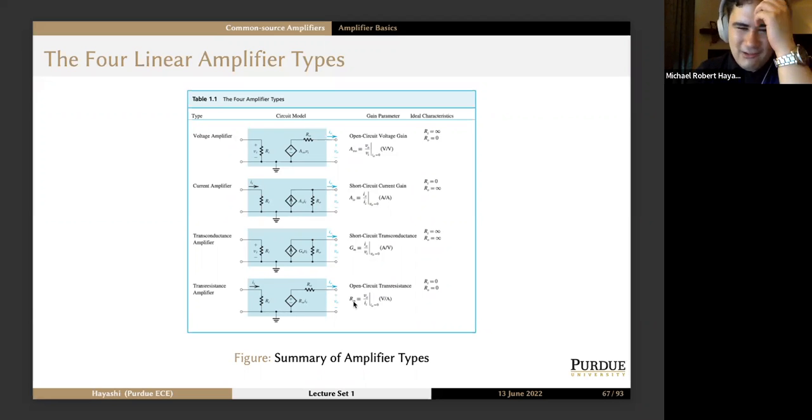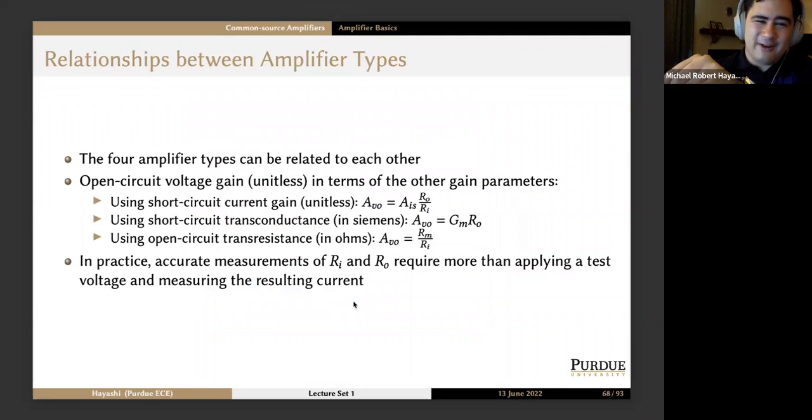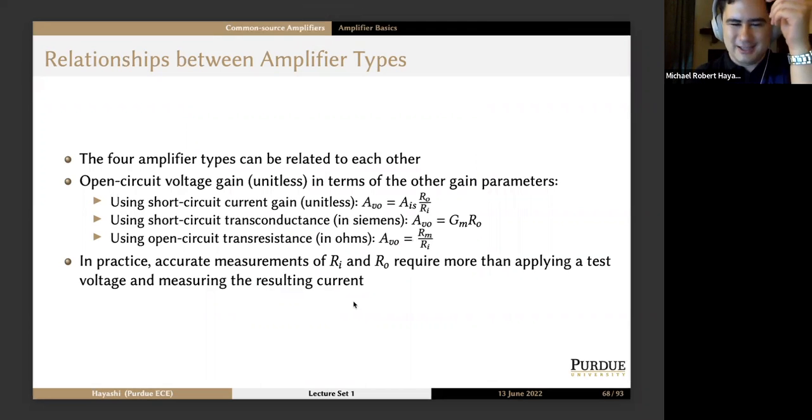Oh my gosh, I just complicated things, because we talked about voltage amplifiers and transconductance amplifiers, and now there are current amplifiers and transresistance amplifiers. Do not fret. All of these 4 amplifier types are related to one another. You can transform one into the other by means of these equations right here. Open circuit voltage gain is unitless in terms of the other gain parameters. So I just showed you how you get the voltage amplifier from the other types of configurations, and this is definitely using Thevenin and Norton ideas.